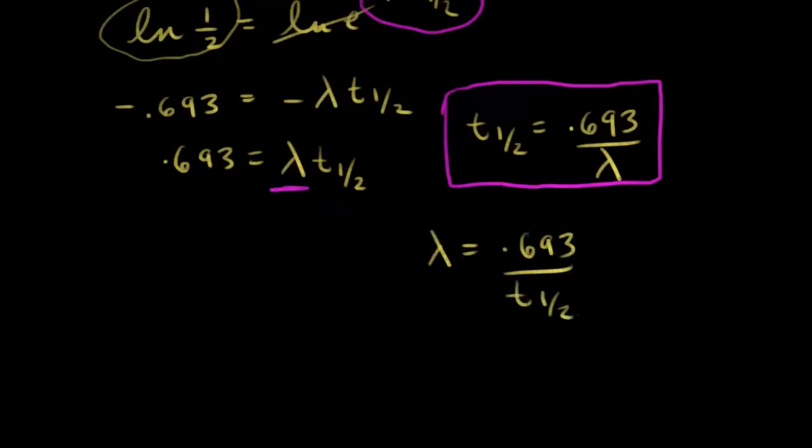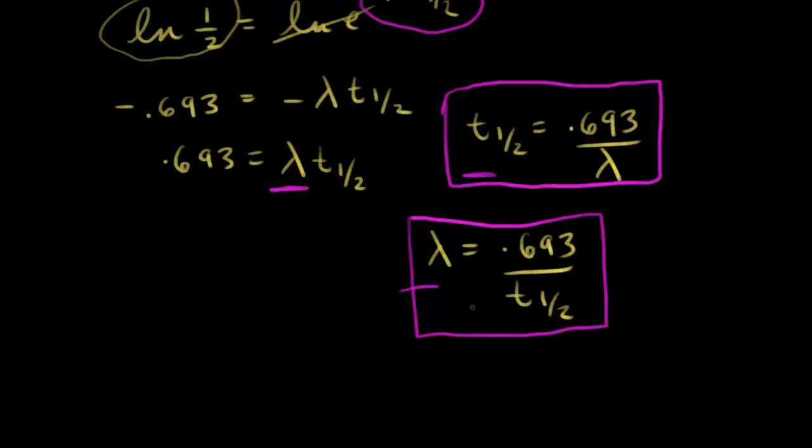And so obviously I'm just rearranging this equation here. So you could solve for half-life, or you could solve for the decay constant. You go back and forth between the half-life and the decay constant. So if you know one, you can figure out the other one. All right, so that's thinking about the exponential decay graph.